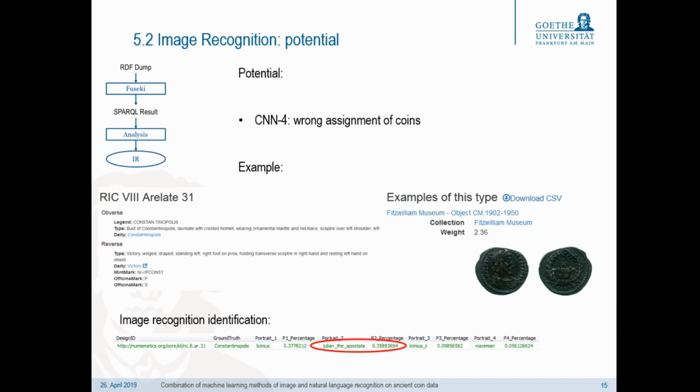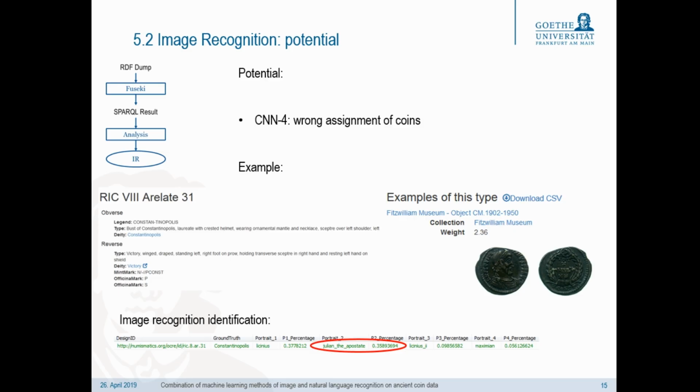A totally new error named CNN4 describes the issue that the coin has been assigned to a certain type which it does not belong to. The design here describes a bust of Constantinopoulos. The type was assigned one coin which differs a lot from that description. For example, the orientation of the portrait. So it's mentioned here left, and the portrait is to the right.